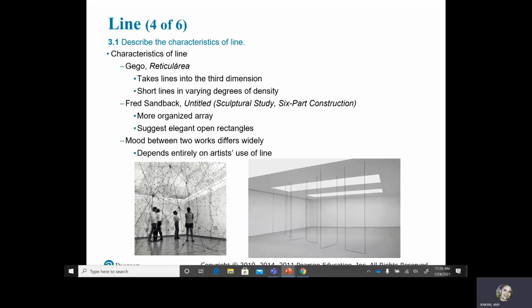We have Gego, Reticularia, which takes lines into the third dimension, short lines in varying degrees of density. It's really chaotic. Fred Sandback, Untitled Sculptural Study, 6-part construction on the right. It's a more organized array. It suggests elegant open rectangles. The mood between the two works differs widely. It depends entirely on the artist's use of line.